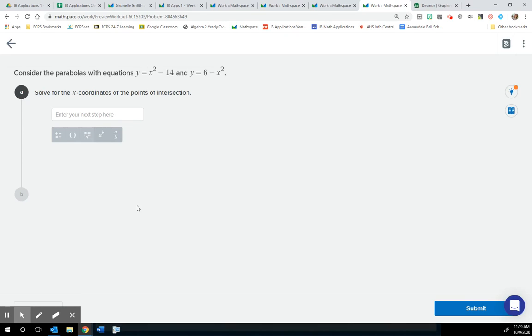So question number 11, they're asking us to consider these parabolas with the given equations and first solving for the x coordinates of the points of intersection. So again, points of intersection implies that you are solving a system, even though they don't have it set up as what maybe you're used to seeing with the curly brace and the two equations. They still are giving you two equations and having you find a point of intersection.